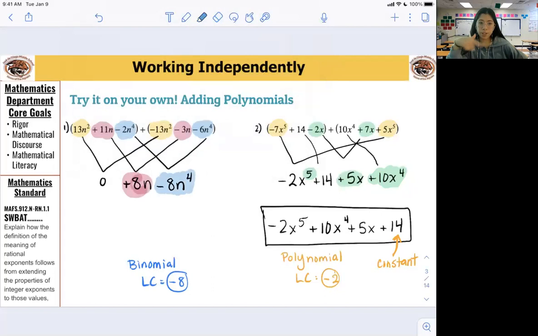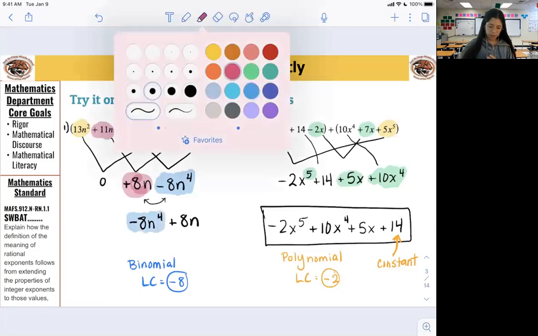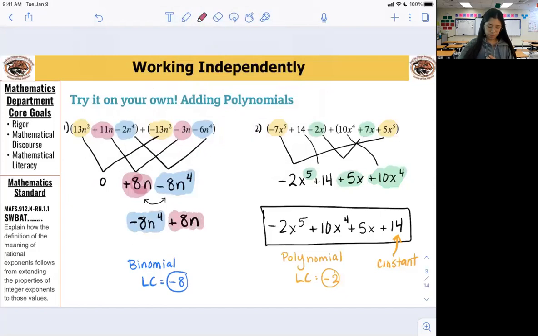So when I rearrange this, when I flip them around, because we know that the exponent of 4 has to go in the front, we take the sign with us. So that 8n to the power of 4 is really a negative 8n to the power of 4. So when I switch them around, I end up with negative 8n to the power of 4 plus 8n. I'm just going to highlight that to make it really obvious. The sign comes with it. Okay, so I hope that helps to clarify a little bit. Does anyone have any other questions?